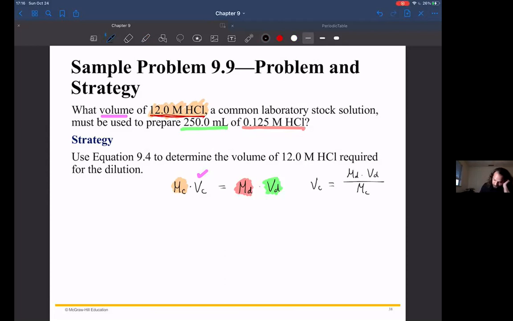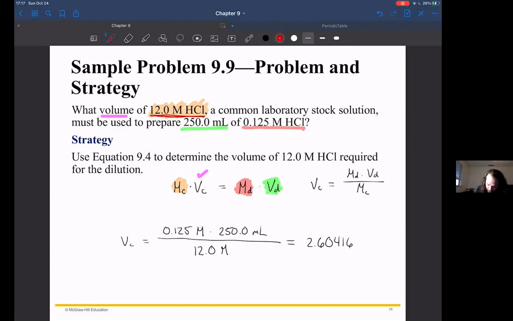Then we can punch in our variables. VC equals the molarity of the dilute solution, 0.125 molar, times the volume of the dilute solution, 250.0 mLs, divided by the concentration of our more concentrated solution, which in this case is 12 molar. Punch that into your calculator: 2.60416. That's what the calculator tells me.